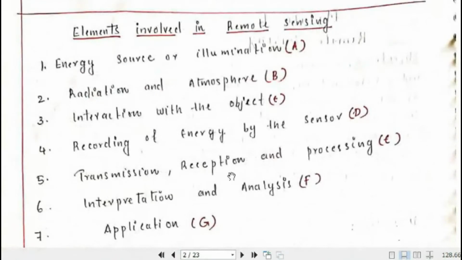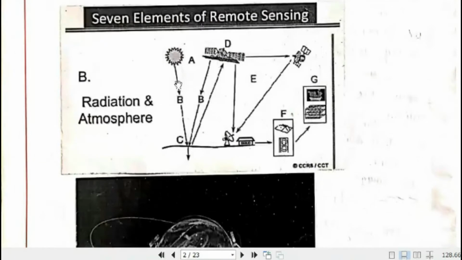Moving into the next component of the remote sensing process, that is radiation and the atmosphere. In this component, we are going to study how, after the production of electromagnetic energy, it has to pass through the atmosphere before reaching the Earth's surface. Here you can see in the diagram, the sunlight energy is produced, and the light energy passes through the atmosphere before reaching the Earth's surface. So in between, this is the important part: the light energy is passing through the atmosphere.